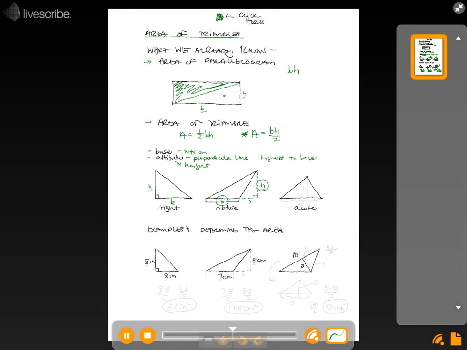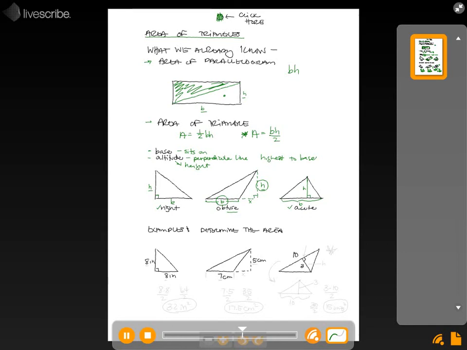For an acute triangle, the altitude is on the inside. So the height is in here, and then the base is all across the bottom there. Pretty self-explanatory. So the easy two, the two that people don't really have much trouble with are the right triangle and the acute, because it's easy to see. The one people usually mess up is the obtuse, because that height's outside of the triangle.